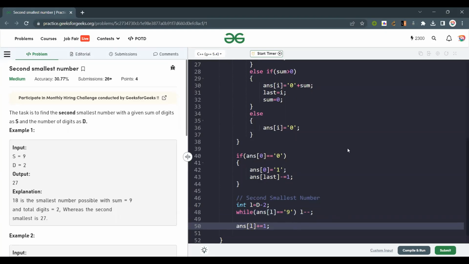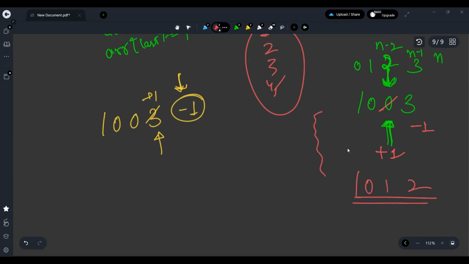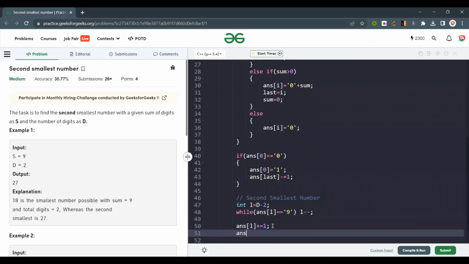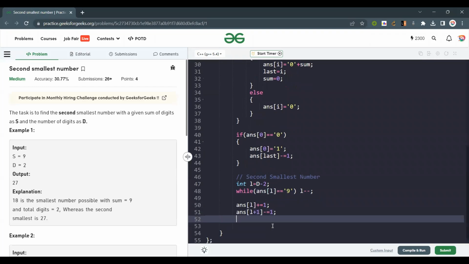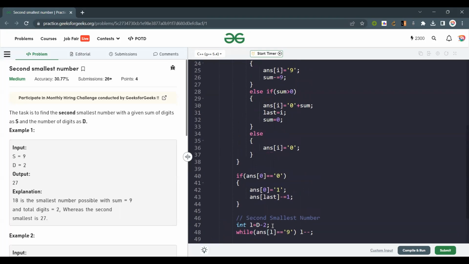Like here, since I do not get 9, I will remain here only. So it will become plus 1, and the next will decrement, so it will become 1012. You can also check when dry running that it will come 1012, as I explained the intuition behind that. This is the observation. Then answer of L plus 1 will be decremented by 1. Just like that. Now after that, you have to return the answer. This was just the question.